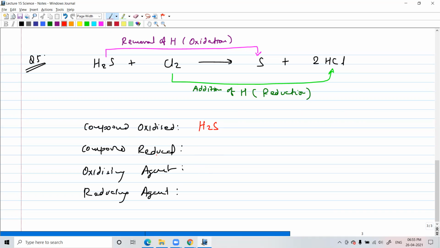Yes, so which is the compound which got reduced? Cl2. Yes, Cl2, that is our chlorine. Yes. Which is the oxidizing agent here? Chlorine. Yes, the compound which gets reduced is our oxidizing agent. Okay, and then reducing agent, of course, what is it? Hydrogen sulfide. Yes. Excellent.